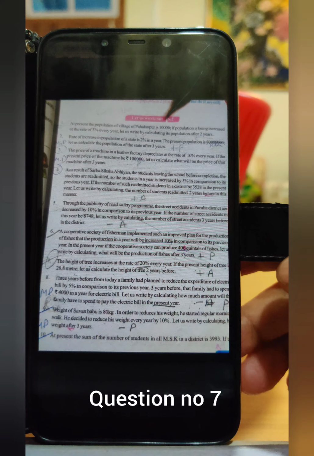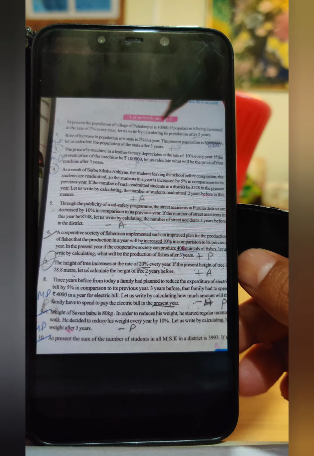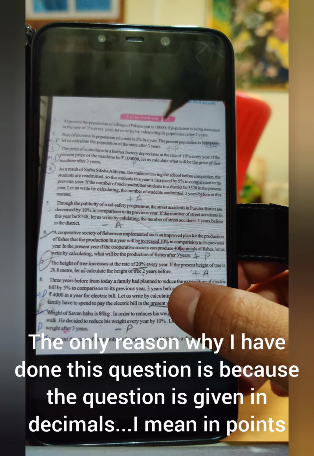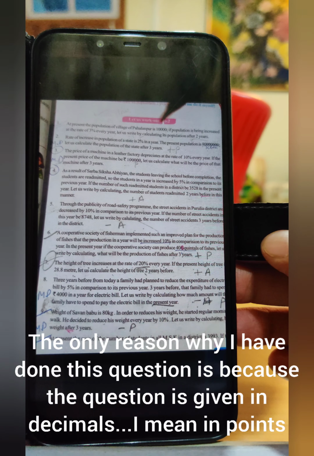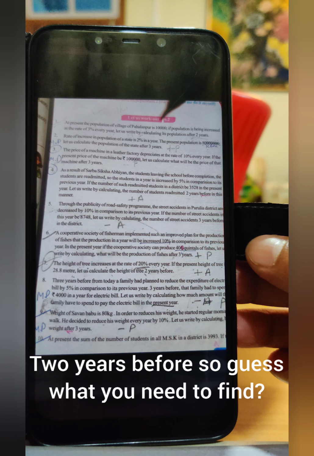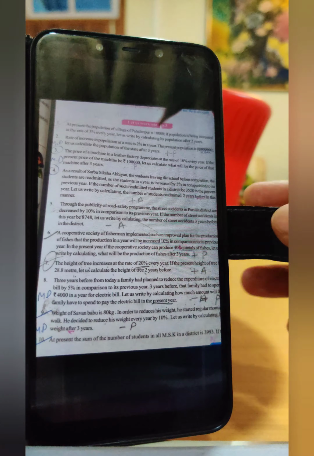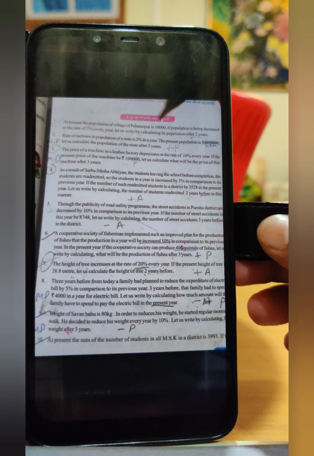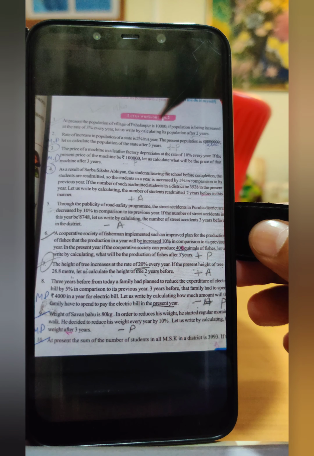It's a lockdown time. The height of a tree increases at the rate of 20% every year. Again, increment, plus sign. If the present height of the tree is 28.8 meter, let us calculate the height of the tree 2 years before. So we need to find what was the height 2 years before. Again, we need to find principal. And the reason why I'm doing this question is there is a decimal in this question, which is 28.8. I can see almost all the students start getting confused as soon as they see a decimal or point in the question.